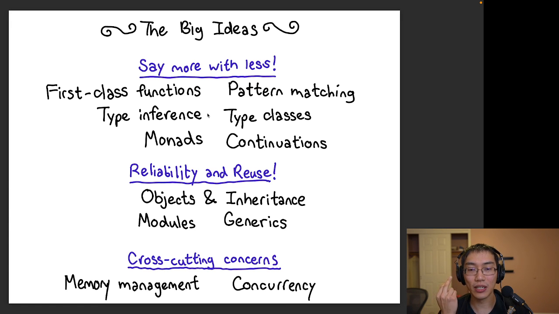That means talking in detail about what objects are, how generics work, what modules are. And then finally, we'll talk about some cross-cutting concerns that affect, if you were writing a language from scratch, you would want to know what your answers to these problems were, because everything else in your language is going to depend on what you decide here.